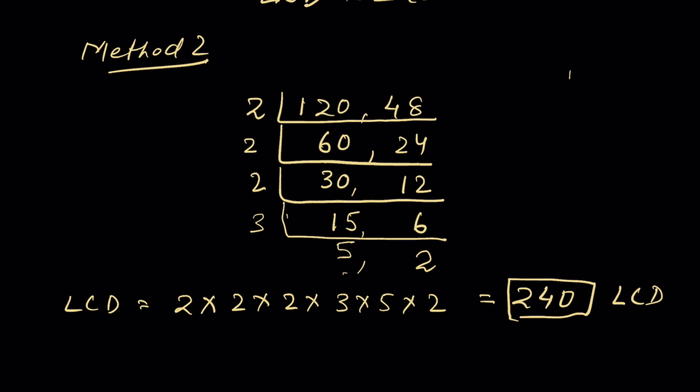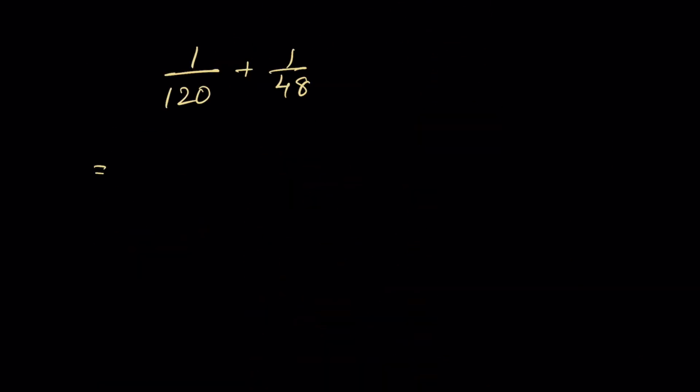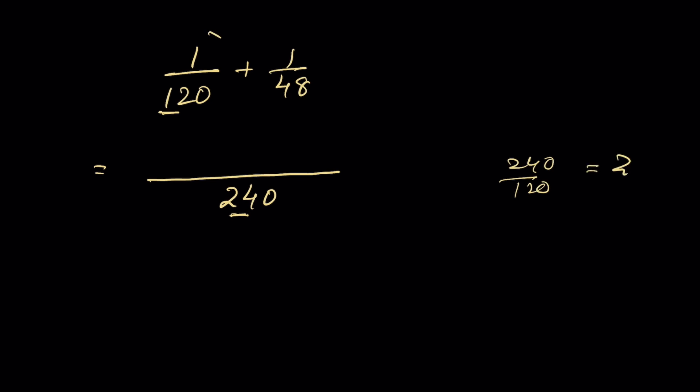Now 240 is the LCD. How do we use it? We write LCD here, 240, and divide it by each of the denominators. 240 divided by 120 equals 2. So we write 2 here. Then we multiply it with the numerator. So 2 times 1 is 2.